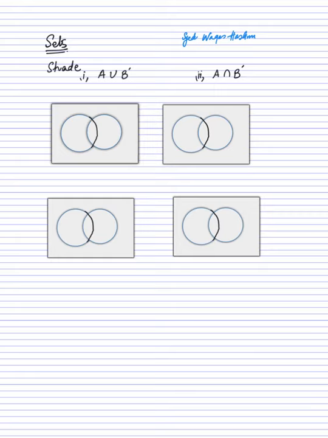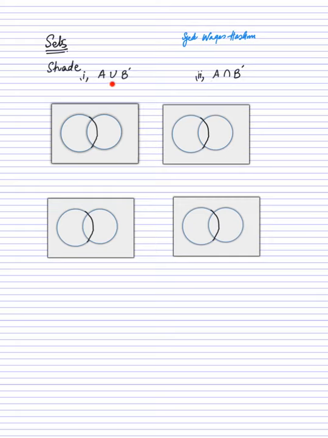Alright, so in this video we are going to learn how to do the shading in the topic sets. Alright, so these are the two events example in which we have two circles and we need to shade (A union B) complement and (A intersection B) complement.